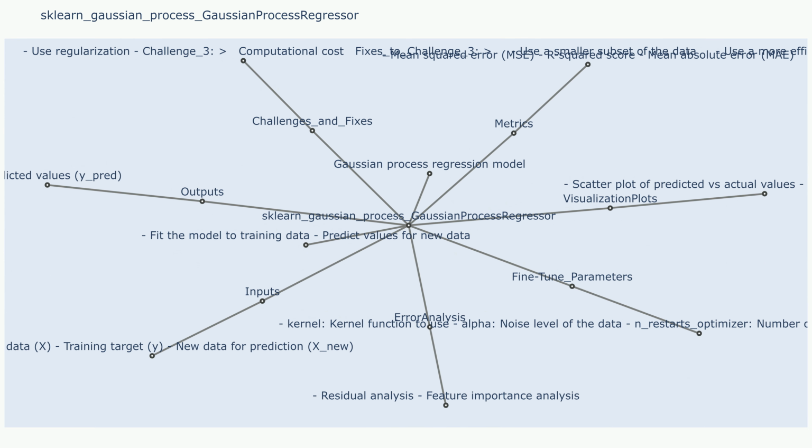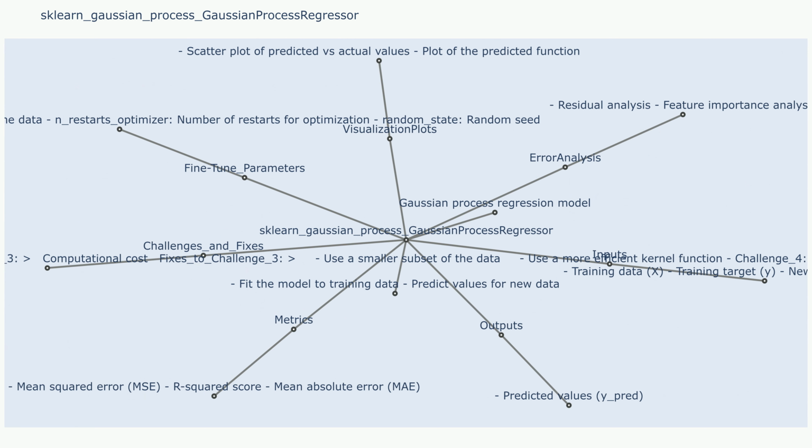Simplify the kernel. Consider using a simpler kernel like a linear or RBF kernel, which might prevent overfitting. Regularization. Use the alpha parameter to introduce regularization, which helps prevent overfitting by penalizing model complexity. Cross-validation. Use cross-validation to assess the model's performance on unseen data and identify overfitting early on.